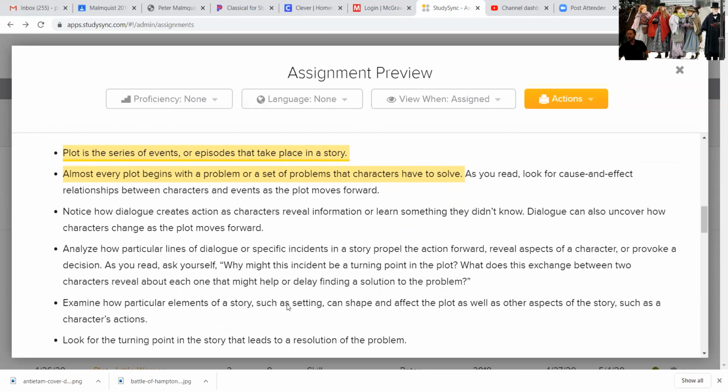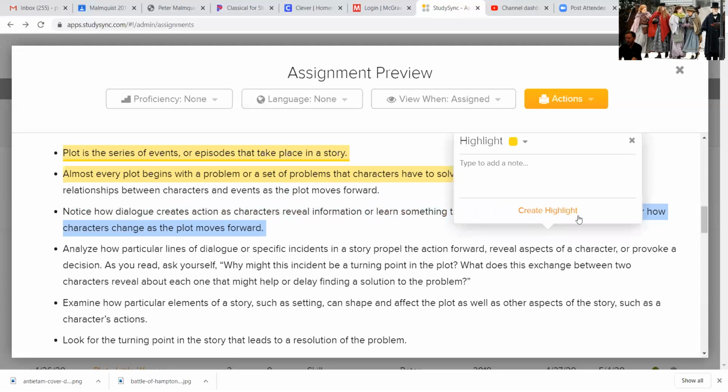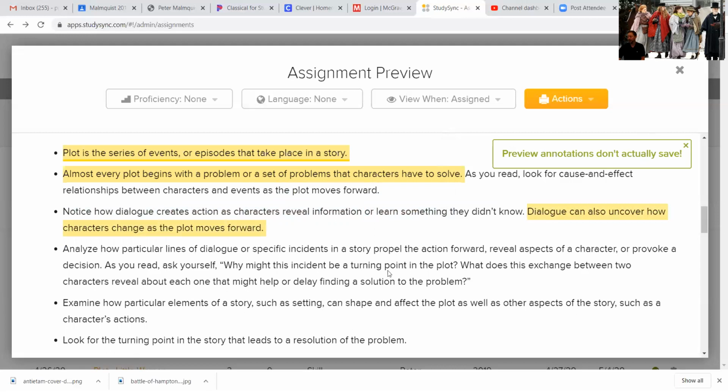Okay, notice how dialogue creates action as characters reveal information or learn something they didn't know. Dialogue can also uncover how characters change as the plot moves forward. That's the second part I want to underline or annotate. Remember, most characters do change at some point in the story, so you want to pay attention to that. Okay, next one.